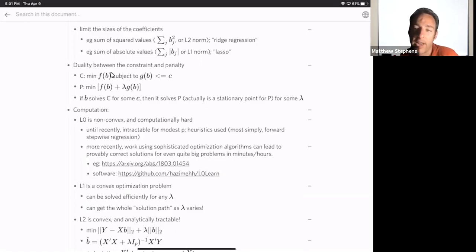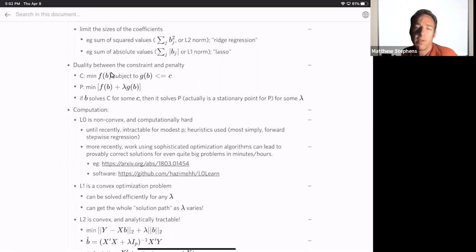That said, there are now some integer programming based optimization methods that can solve that problem for pretty big p in minutes or hours. And so if you're interested in that, you can take a look at this arXiv paper.